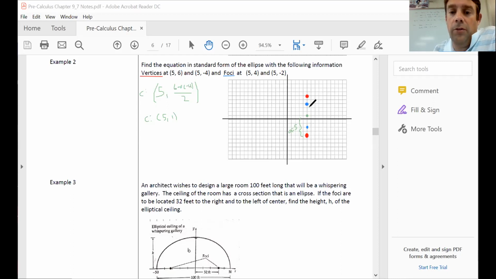So my c value then is 3. The only value I don't know is my b value, so that's going to be, again, c squared equals a squared minus b squared. And we can use that now to figure out our equation. So c squared, that was 3 squared, equals 5 squared.